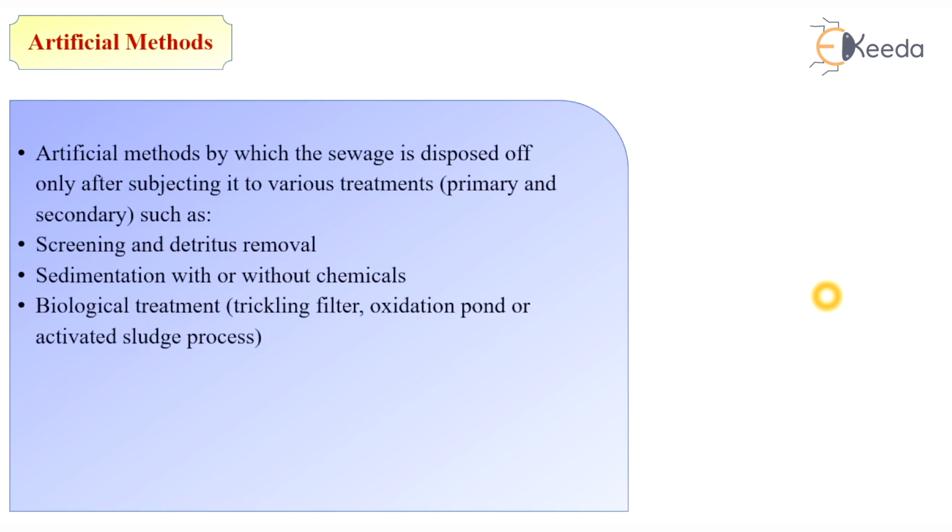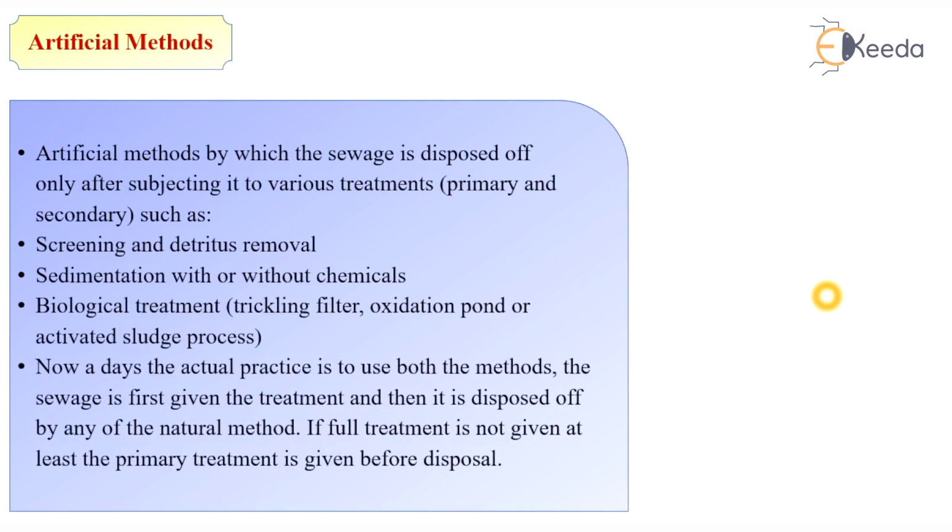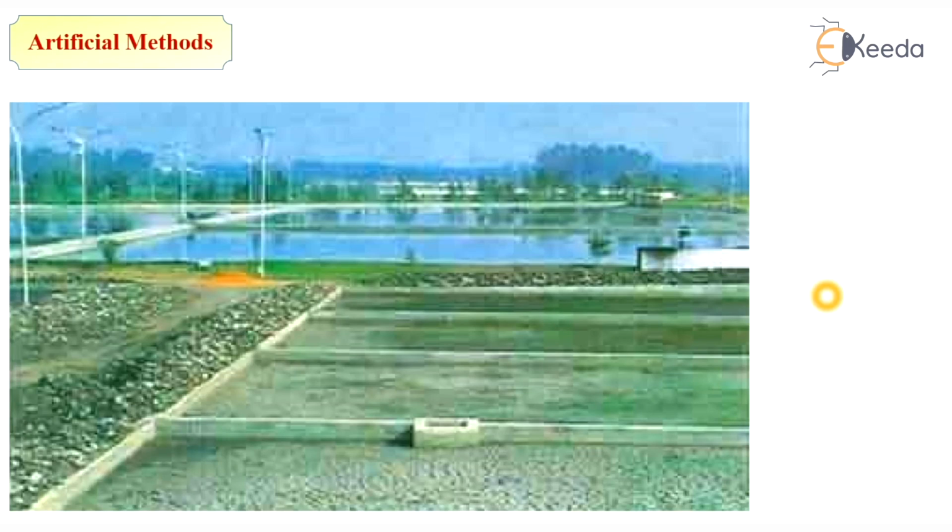So nowadays the actual practice is to use both methods. The sewage is first given treatment and then it is disposed of by any of the natural methods. If full treatment is not given, at least the primary treatment is given before disposal. So nowadays it is compulsory to treat the sewage. This picture shows the artificial method of disposal of sewage.